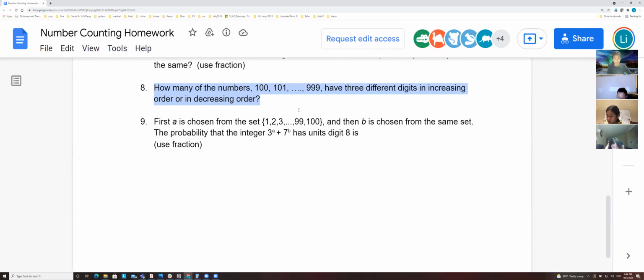I'll do it. Okay, who is this? Landon. Landon, go ahead. Are you in Group 3? Group 1. Okay, go ahead, Landon. So for decreasing order, it'd be 10 factorial over 7 factorial times 3 factorial.